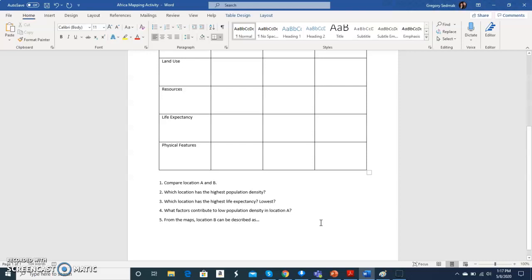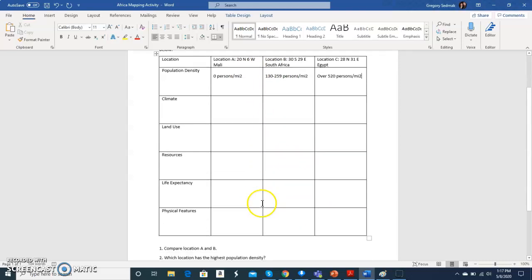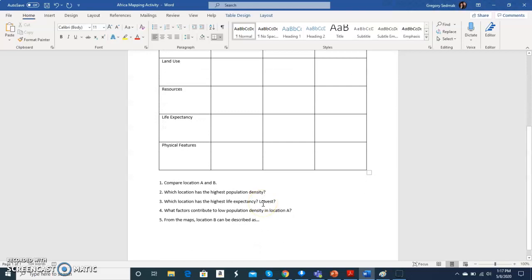So my first question is compare location A and B. So how are location A and B similar, and how are they different? Try to give me at least 2 similarities and 2 differences. Which location has the highest population density? Which location has the highest life expectancy? Which has the lowest?